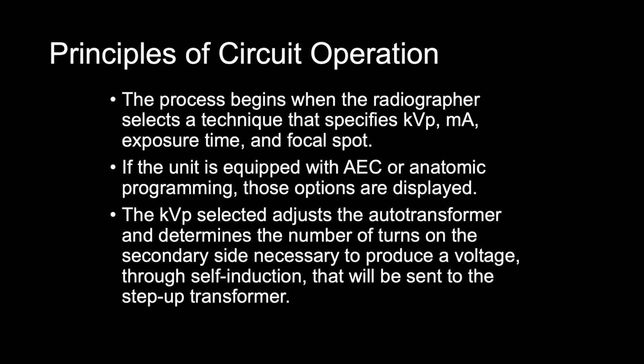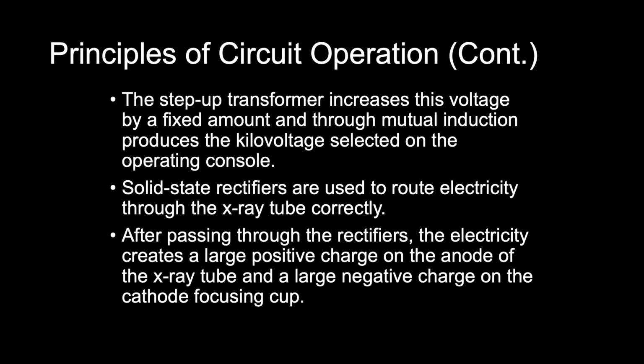First, we follow the voltage through the primary and secondary circuits. Then we follow the current through the filament circuit. The kVp selected adjusts the autotransformer and determines the number of turns on the secondary side necessary to produce the voltage through self-induction, and then this will be sent to the step-up transformer. The step-up transformer increases the voltage by a fixed amount and through mutual induction produces the kV selected on the operating console. This transformer represents the transition from the primary circuit to the secondary circuit.